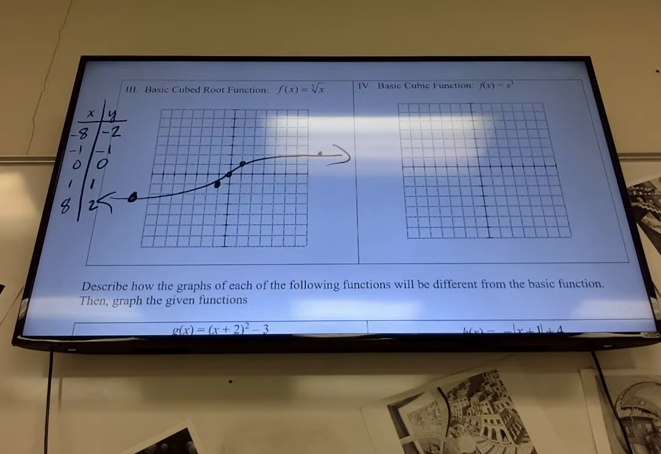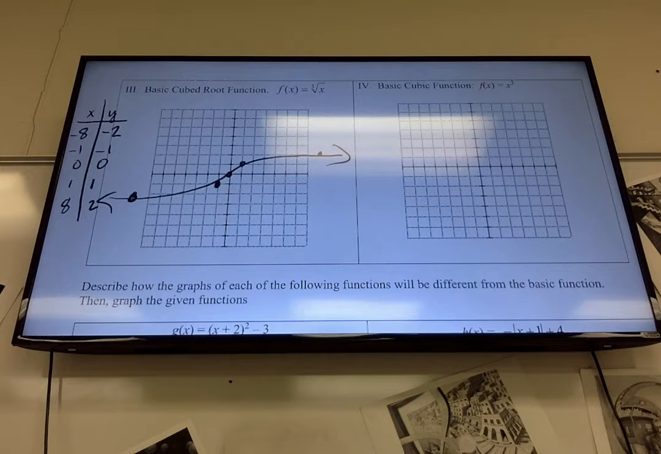Okay, so that's the cubed root of x. And that's always going to be that shape. The only thing that's going to change is, you know, we may take that 0, 0 and scoot it up, or scoot it to the left, or scoot it to the right, or, you know, whatever.